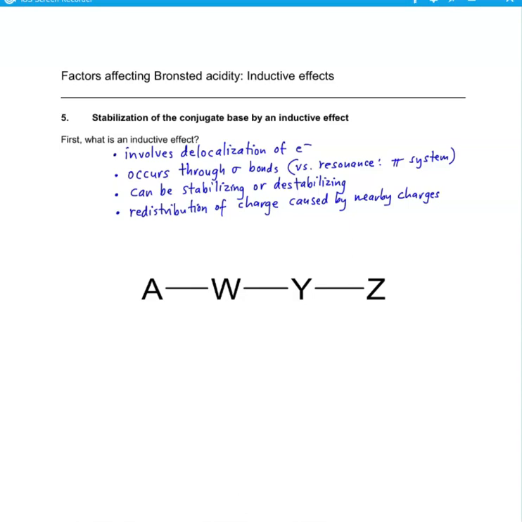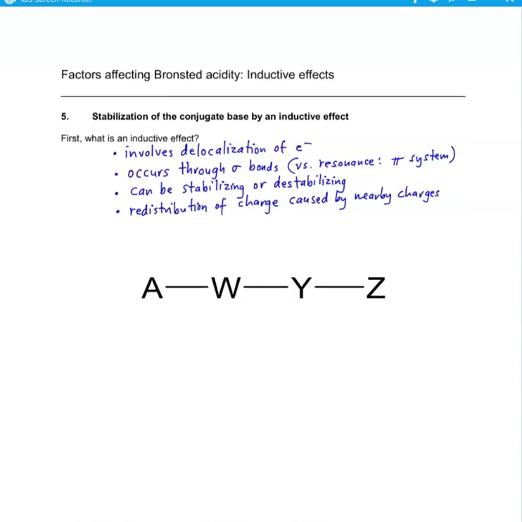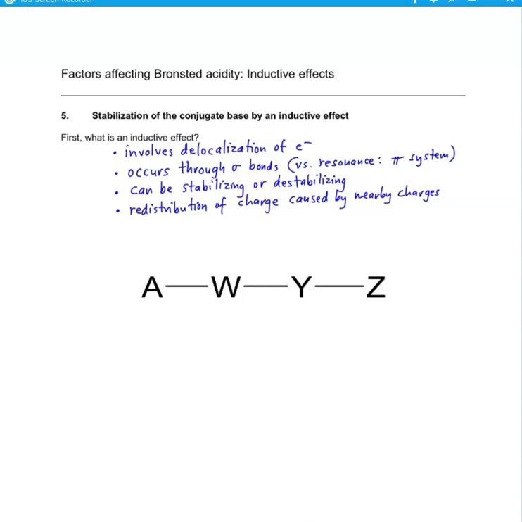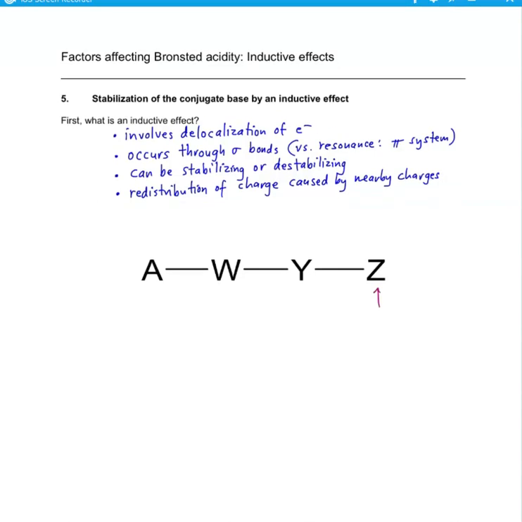All right, let's look at an example. So let's say that we have 4 atoms. They're all bonded to each other in this way. And the first thing we want to do is suppose that Z is much more electronegative than Y. So let's say that Z, whatever that is, is the most electronegative element in this set of elements.